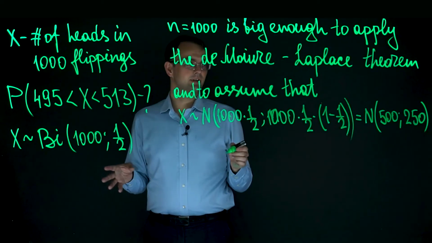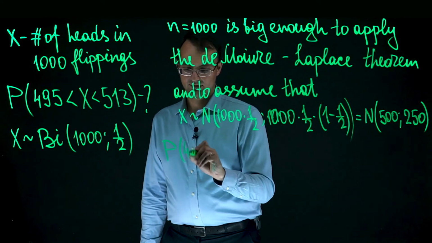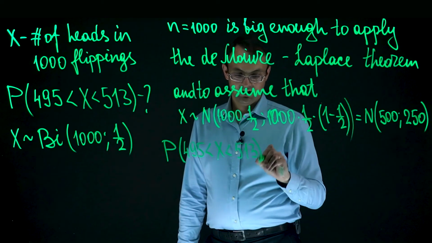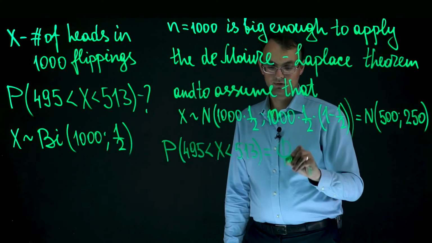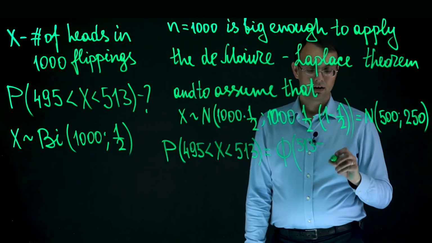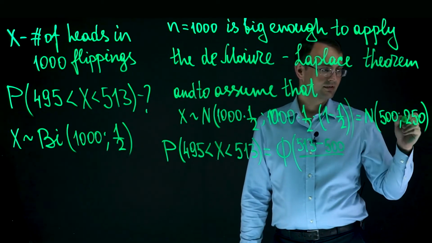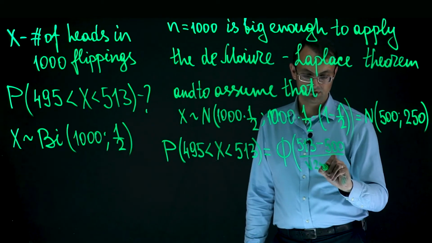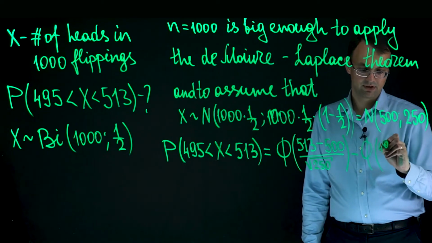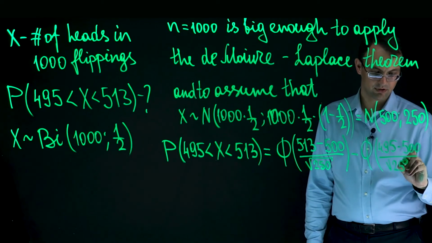After we assume this, we say that the probability that x is from 495 to 513 is phi of 513 minus mu, minus 500, divided by sigma, the square root of the variance, the square root of 250, minus phi of 495 minus 500 divided by square root of 250.